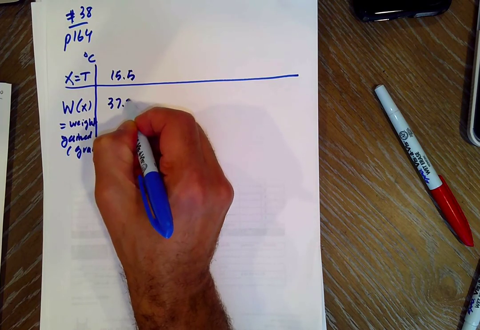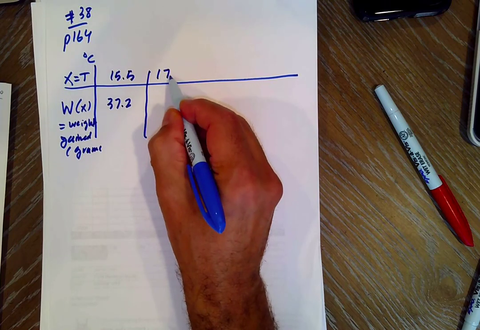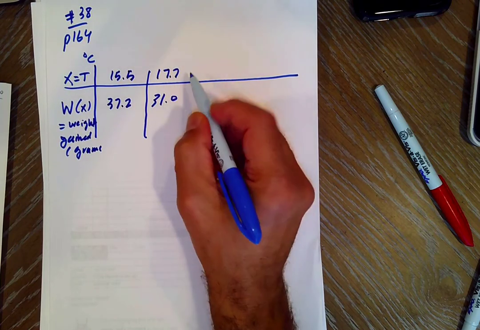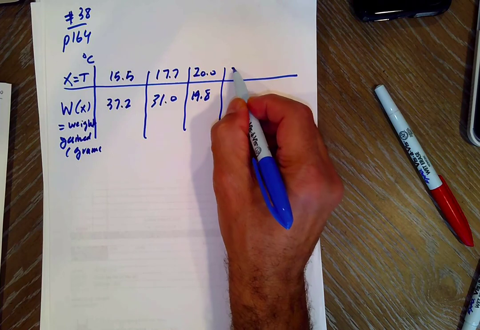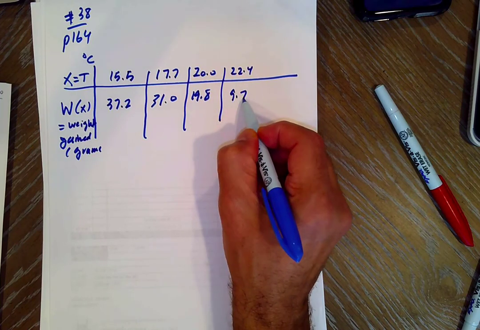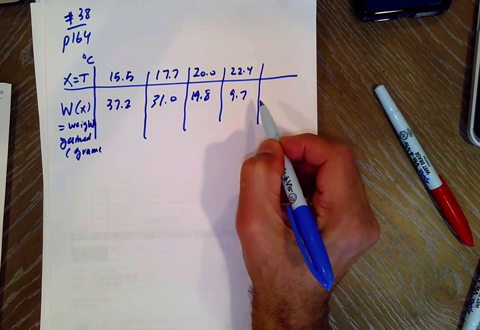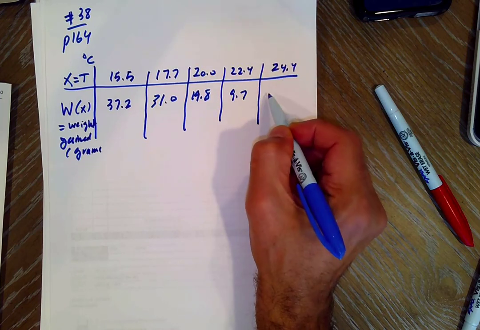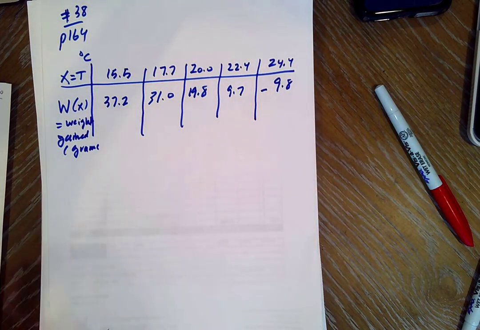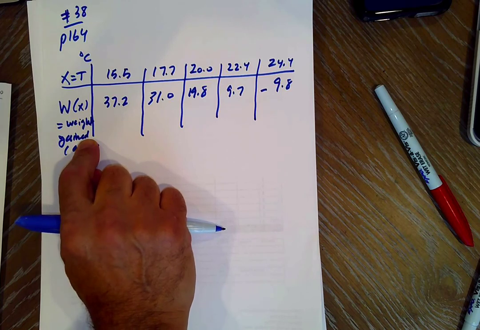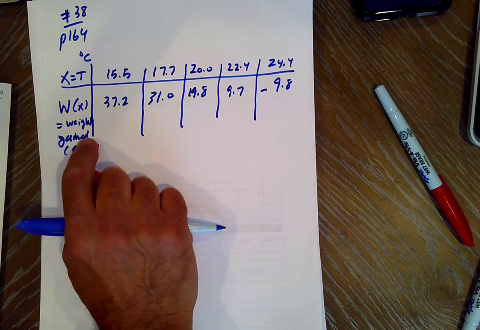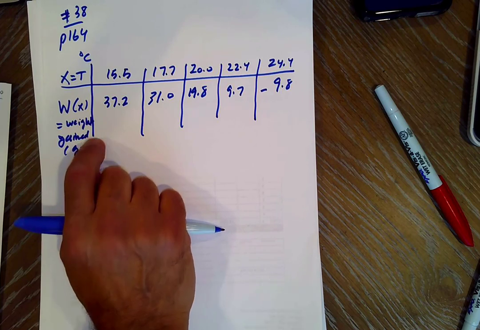We're given all this: 15.5, 37.2, 17.7, 31.0, 20.0, 19.8, 22.4, 9.7, and 24.4, negative 9.8. So it says if W of X is the weight gained by a trout after 24 days in various water temperatures, if W of X is weight gained at temperature X, so X is the temperature, construct the estimated values for W prime.